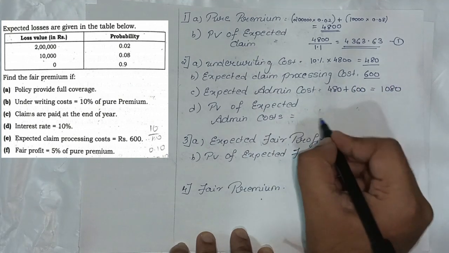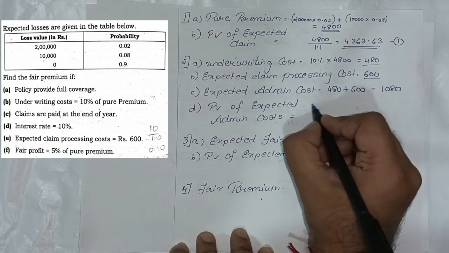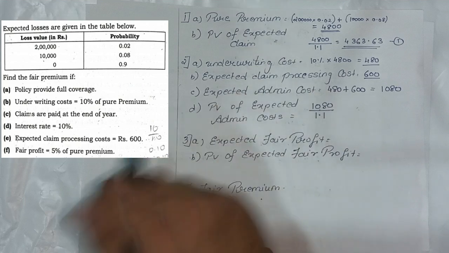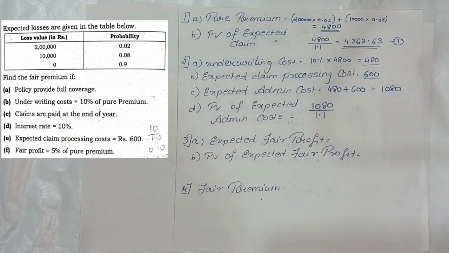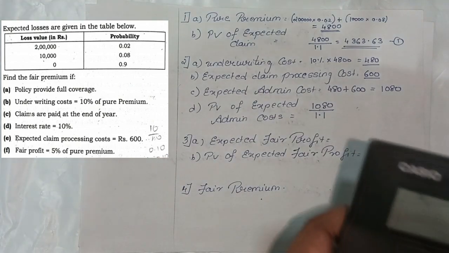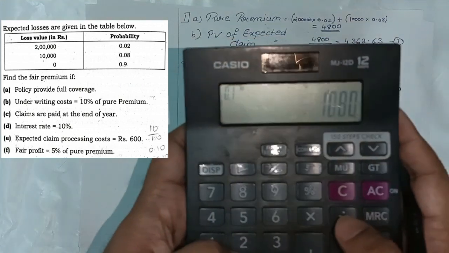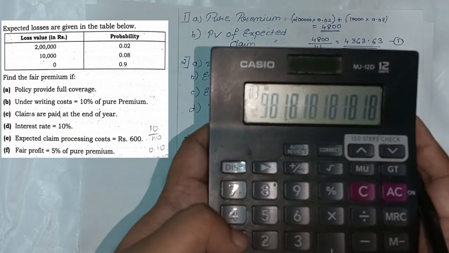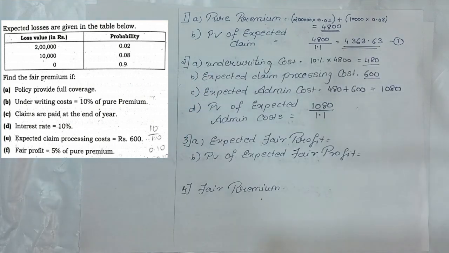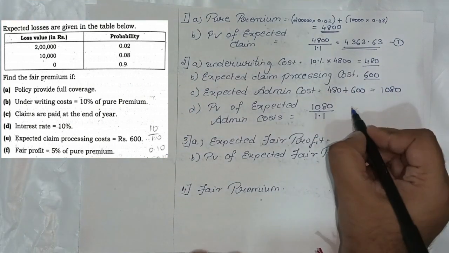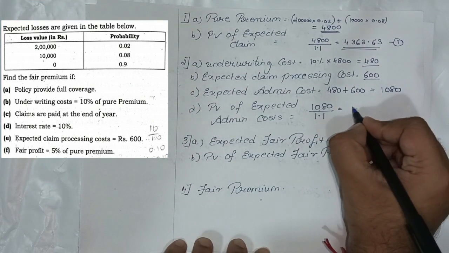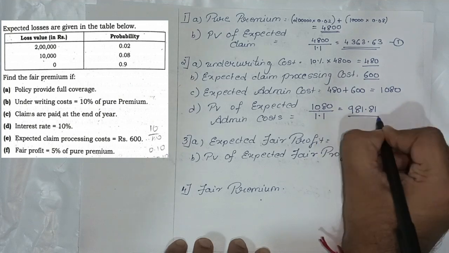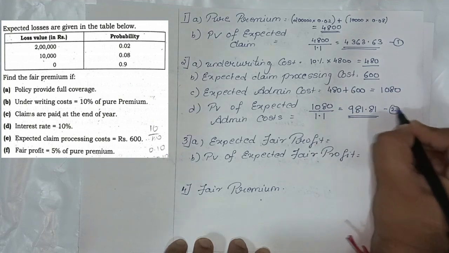And PV of expected cost is whatever expected admin you have got, 1080, divided by 1 plus interest. So that becomes 1080 divided by 1.1, which comes to 981.81. I'm noting it down here, 981.81. This is our second value that we required.